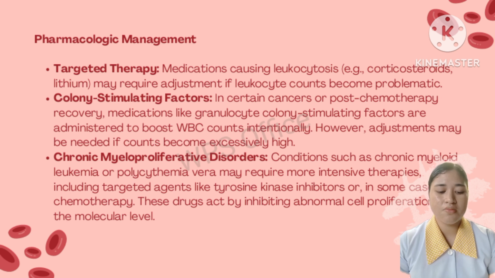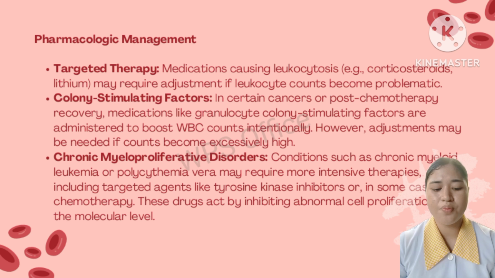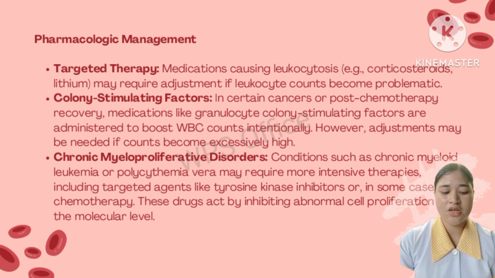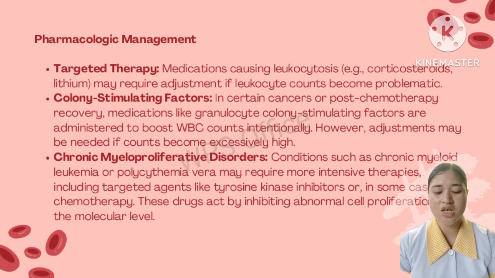In chronic myeloproliferative disorders, conditions such as chronic myeloid leukemia or polycythemia vera may require more intensive therapies, including targeted agents like tyrosine kinase inhibitors or, in some cases, chemotherapy. These drugs act by inhibiting abnormal cell proliferation at the molecular level.